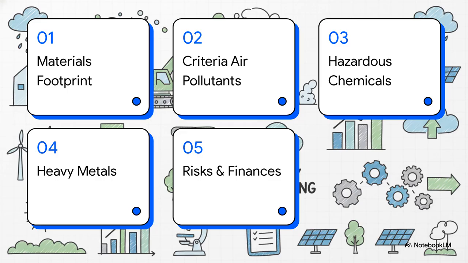We've got a really interesting micro to macro journey plan for today. We'll start with the construction materials footprint, then define criteria air pollutants, dig into hazardous chemicals and organic compounds, look at heavy metals in production, and finally, wrap up with the very real health, environmental, and financial risks.